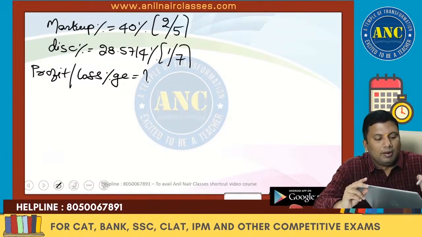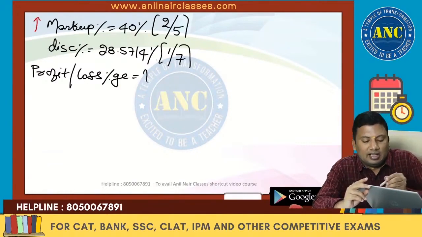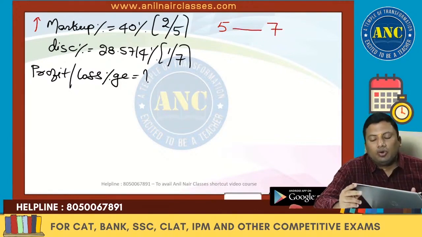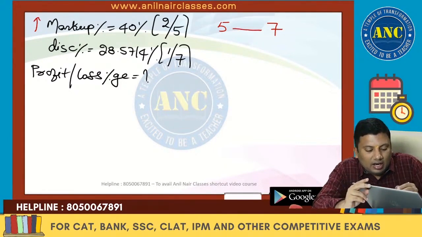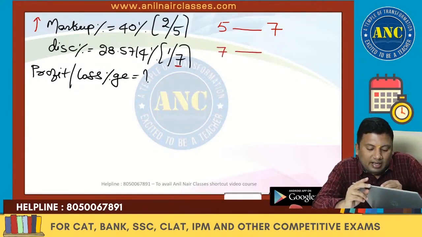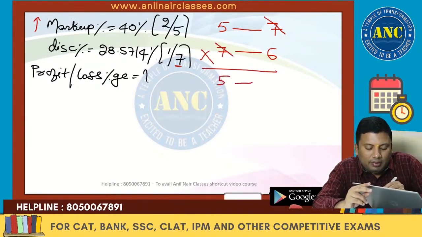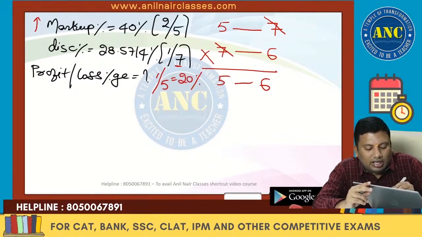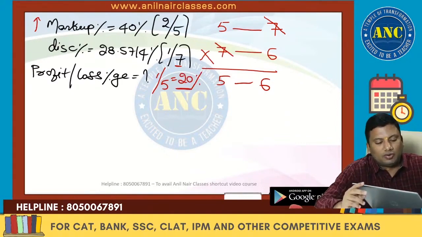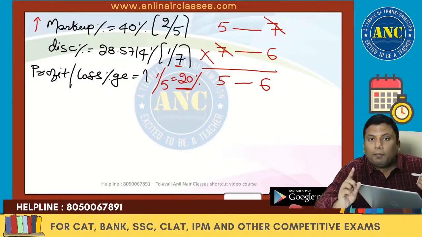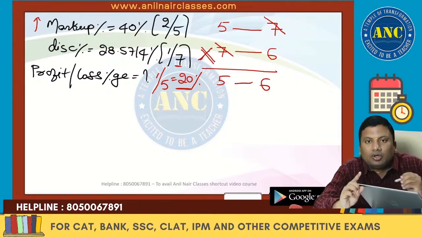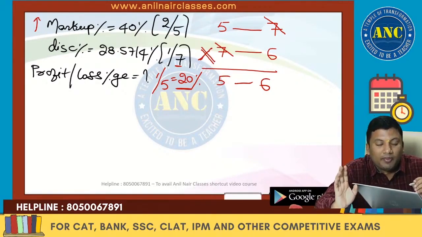Now listen carefully. Markup is nothing but increase, so the initial value is the denominator 5. There is a 2 increase, so it is 7. Discount denominator is 7. There is a 1 decrease, so it is 6. One after the other, by the fundamental principle of counting I can multiply. 5 is becoming 6, an increase of 1 on 5, which is nothing but 20 percentage. Idea is clear. In case you have not understood why it is multiplication, go back and see the previous session.